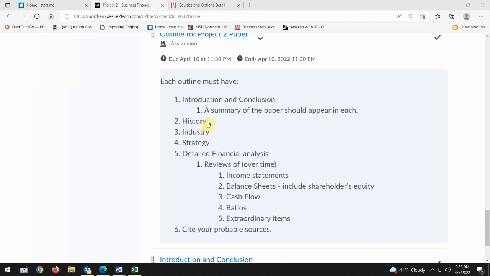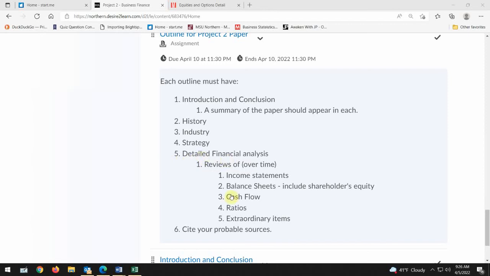So, these you have already done, right? You've already done an outline of the history, the industry, and the strategy. So include those in this. Make sure you add those, include those in this overall outline. Pretty much just like you did, with changes perhaps based on the feedback that I had given you.